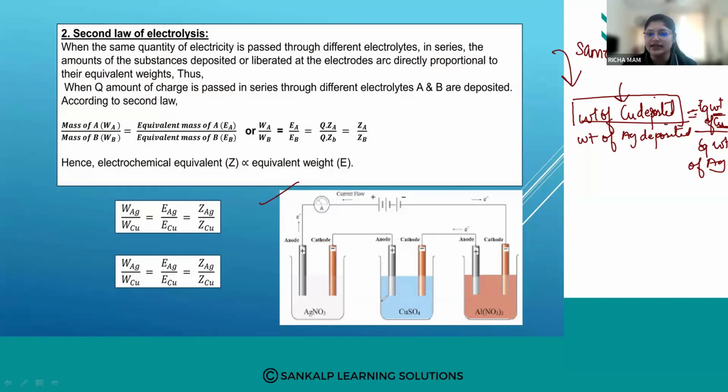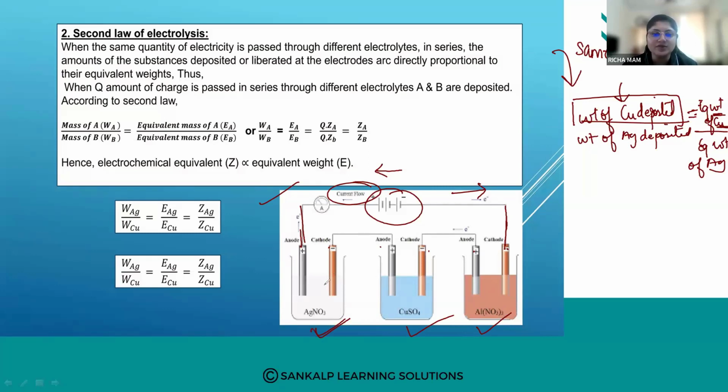Now here we have three cells. You can see three cells: anode, cathode, anode, cathode, anode, cathode, with the same electric current. Current flows in one direction and electrons flow in the opposite direction. The same amount of electric current is passed through these three electrolytic cells. One is silver nitrate, another is copper sulfate, and another is aluminum nitrate.